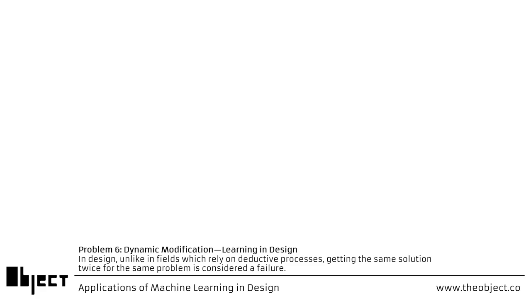Or in the case of architecture, as in the quote, unlike in fields which rely on deductive processes, getting the same solution twice is considered a failure. As an architect or industrial designer, you want to be original with every single project you come up with. And this is a problem with AI and design as well. We can imagine the best parametric model by finding an optimal solution, but there is only one optimal solution. I mean, in most cases it's not, but for the sake of the discussion, let's assume that there is only one optimal solution.